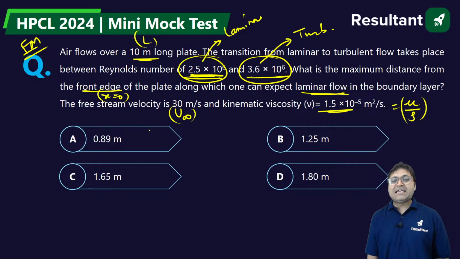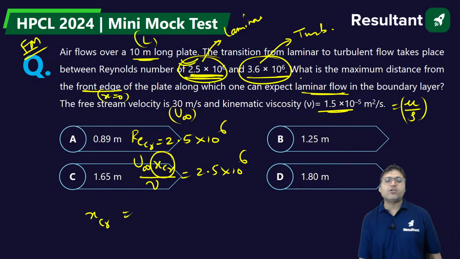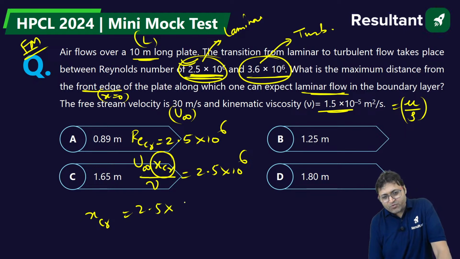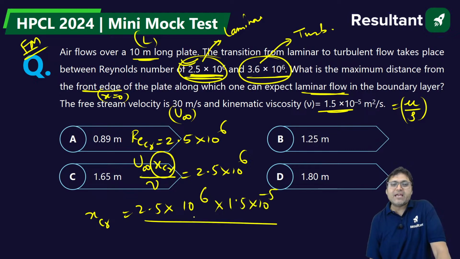So we want critical value of x. The critical value of Reynolds number is 2.5 into 10 to the power 6, isn't it? So u infinity into critical value of x upon kinematic viscosity is 2.5 into 10 to the power 6. You can find out xcr. You should use 2.5 into 10 to the power 6. You are not supposed to use 3.6 because that is for turbulent. So 2.5 into 10 to the power 6 multiplied by kinematic viscosity, that is 1.5 into 10 to the power minus 5, divide by u infinity.